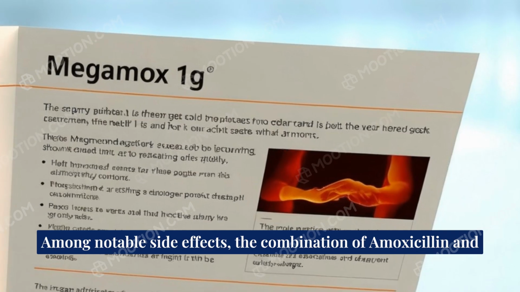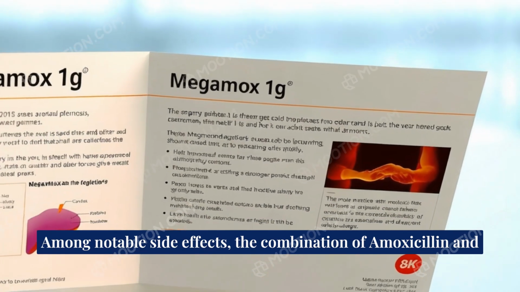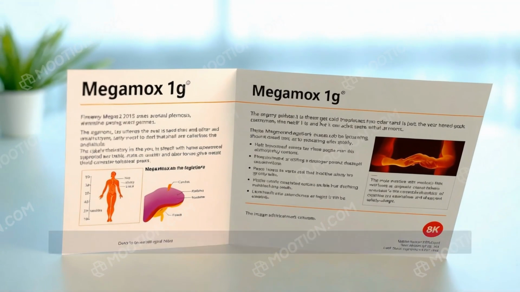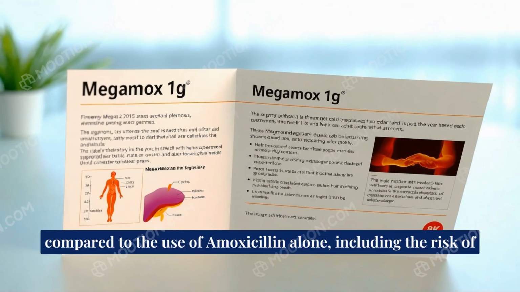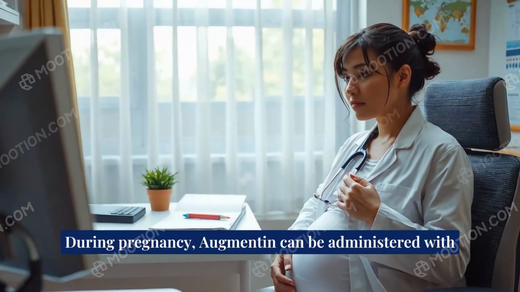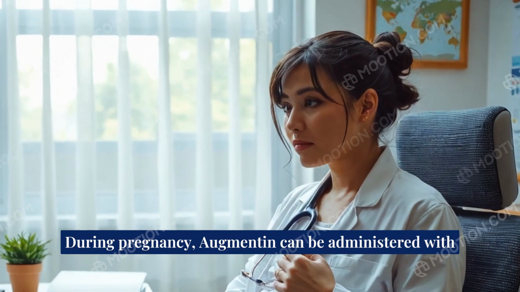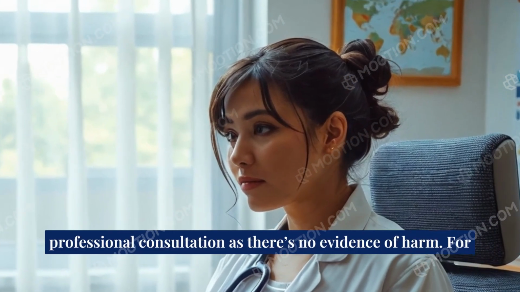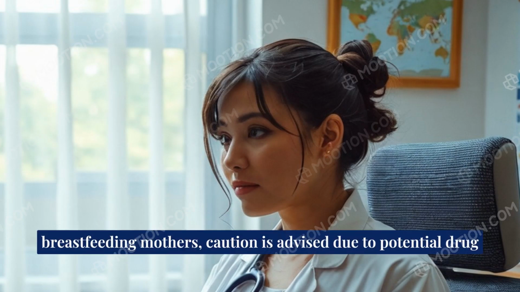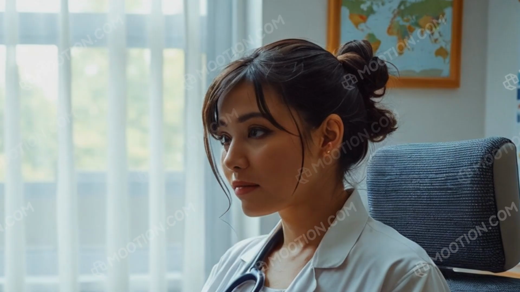Among notable side effects, the combination of amoxicillin and clavulanic acid has a higher probability of causing diarrhea compared to the use of amoxicillin alone, including the risk of Clostridium difficile-associated diarrhea. During pregnancy, Augmentin can be administered with professional consultation as there's no evidence of harm. For breastfeeding mothers, caution is advised due to potential drug secretion in breast milk.